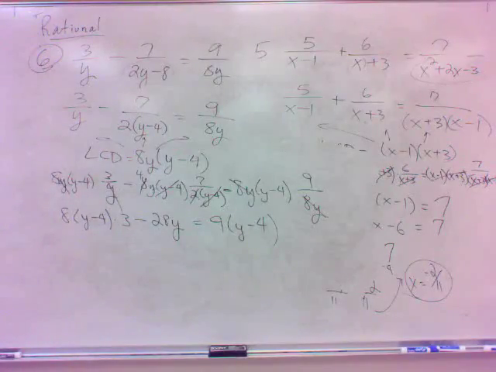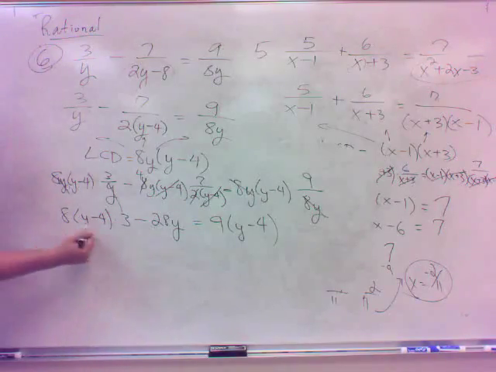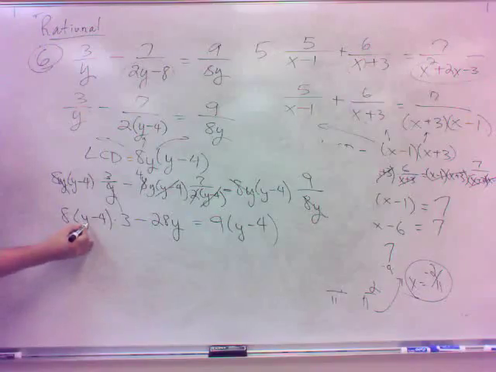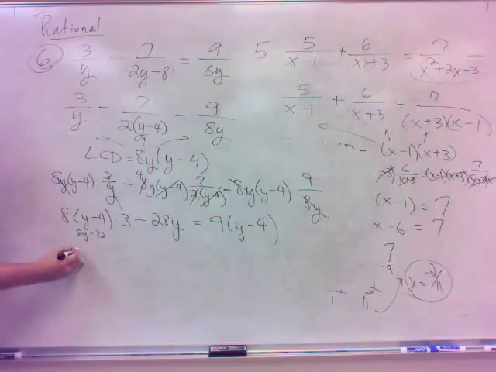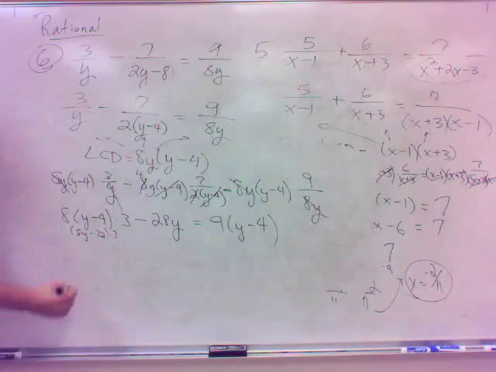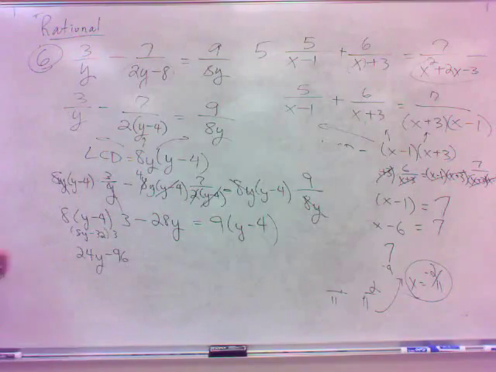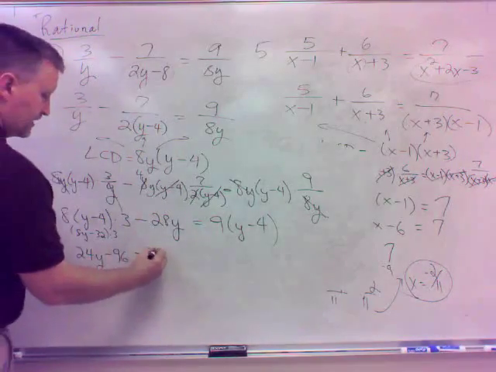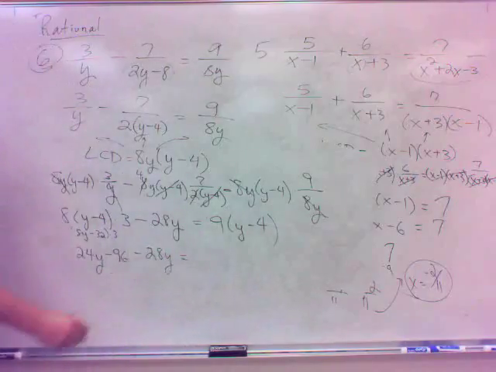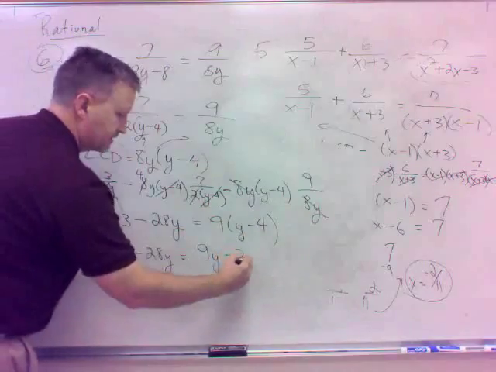See if you got me on that. Okay, well, here's the thing. I've got two numbers to multiply here, so that'd be 8y minus 32, but times the 8. But then I've got to multiply it by 3 as well, so what do I get there? It'd be 24y minus 96, because I have to multiply both by 8 and by 3 there. So I get 24y minus 96 for that one. Minus 28y. Then over here, times 9 would be 9y minus 36.